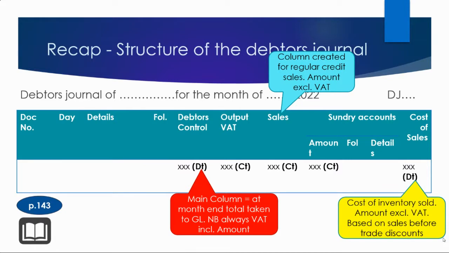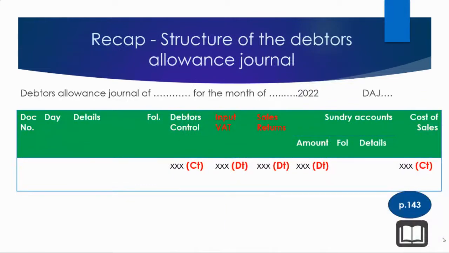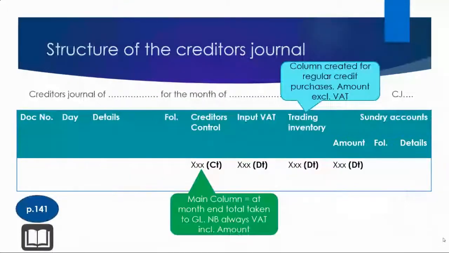Okay, and that is generally your sales value after you've taken your markups into account. Then your debtors allowance journal looks exactly the same as the debtors journal, except output VAT changes to input VAT, sales changes to sales return, and the opposite direction for the accounts.